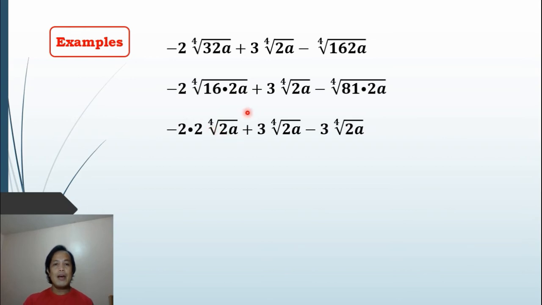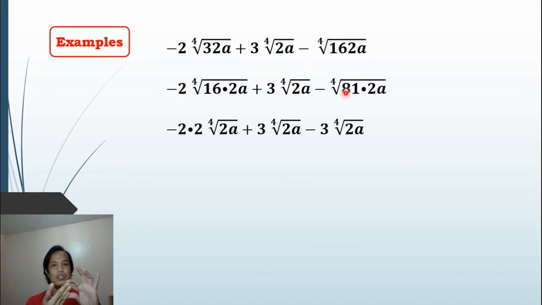So we copy add. Then we copy the same, the second radical, 3 times the fourth root of 2a. Then the fourth root of 81 is 3. Because when we multiply 3 4 times, that is 3 times 3 is 9.